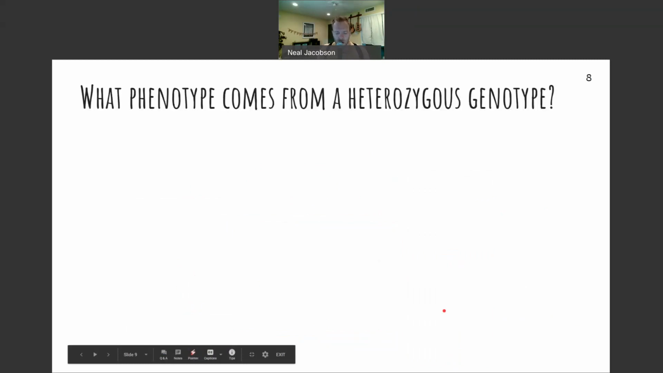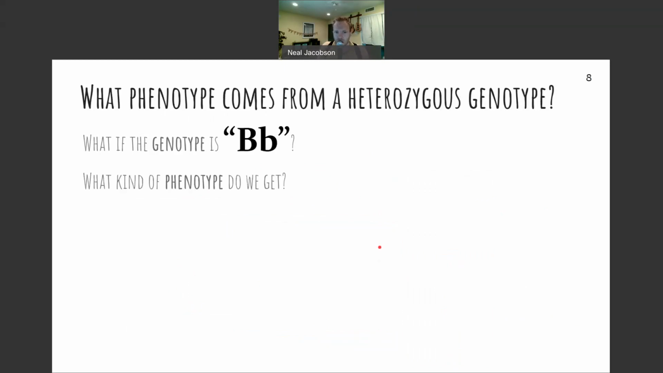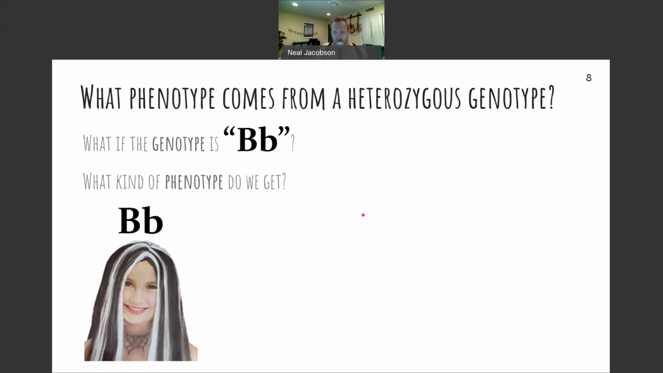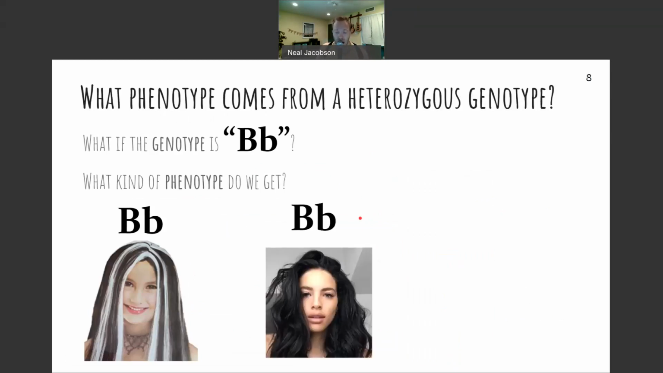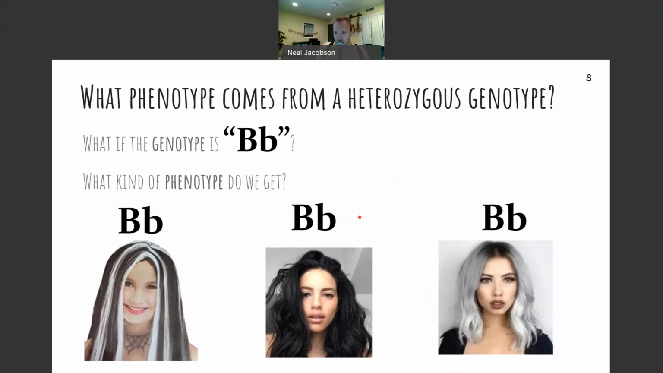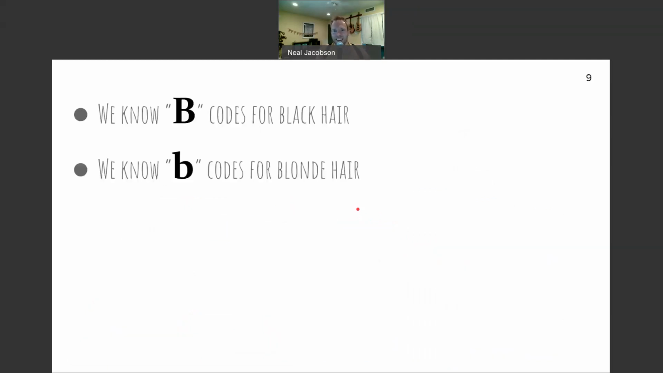But that begs the question: what if the genotype is big B, little b? What if they're heterozygous? What kind of phenotype are we going to get? Is it going to be white and black stripes? Is it going to be just black? Is it going to be gray? Who knows? So we know big B codes for black hair, and we know little b codes for blonde hair.